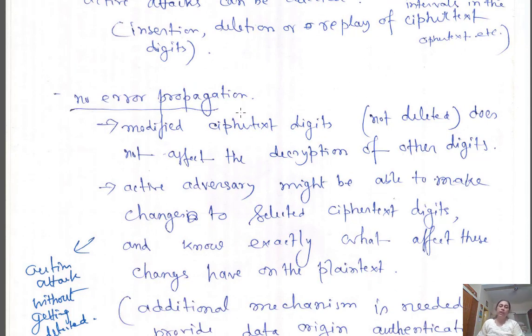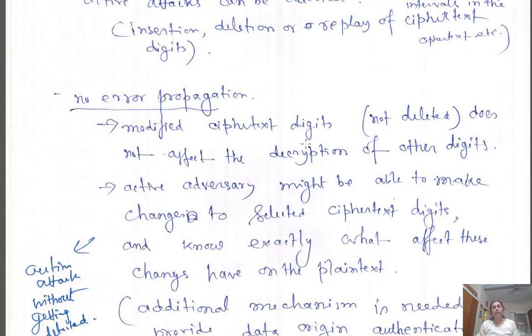Why? Suppose some ciphertext digit is modified. It is not deleted, it is just altered. Some bit gets flipped in the ciphertext when transmitted. It does not affect the decryption of other digits, because these ciphertext digits do not have any effect on the key stream. So the next ciphertext digit will not get changed. There will be no effect on that. So modified ciphertext digits do not affect the decryption of other digits.